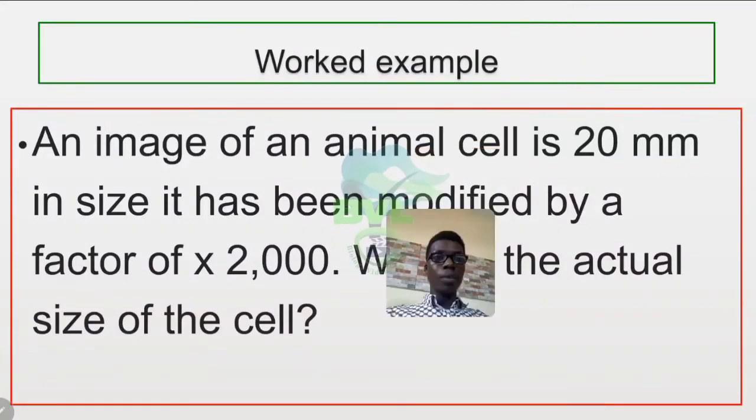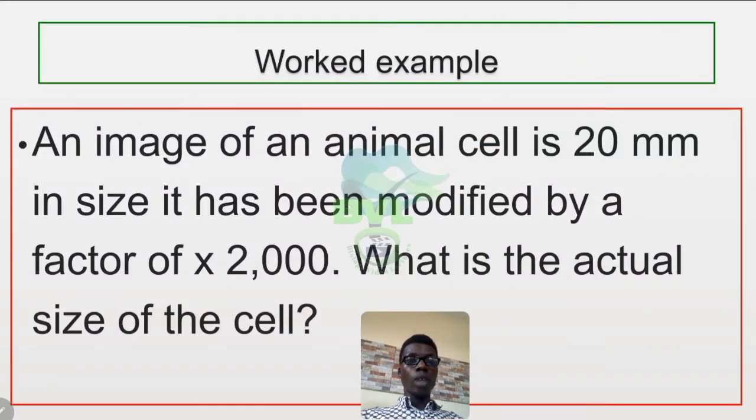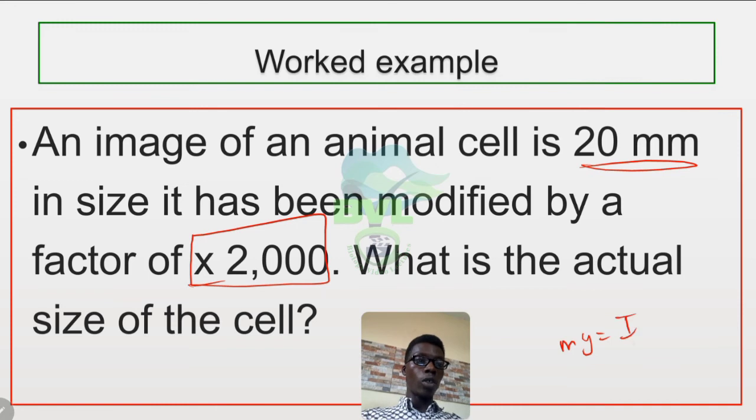It says here, worked example, so I'm going to do it here with you. An image of an animal cell is 20 millimeters in size. So this is the image size. It has been magnified by a factor of 2000 times. This is the magnification. Of course, we know magnification equals image over actual size. So the magnification here is 2000. The image size is 20 millimeters.